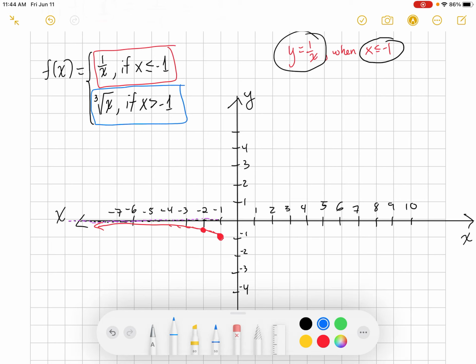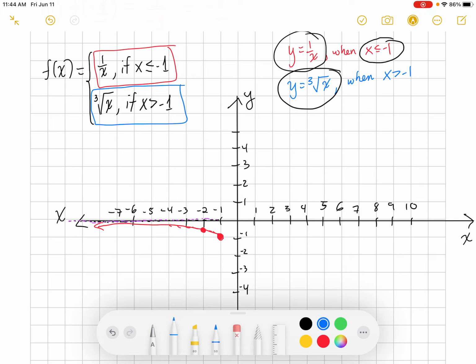All right, so let's deal with this other piece. Let's call this the blue piece here, the second piece. We're going to think of that as y equals the cube root of x. But this only occurs when x is greater than negative 1.